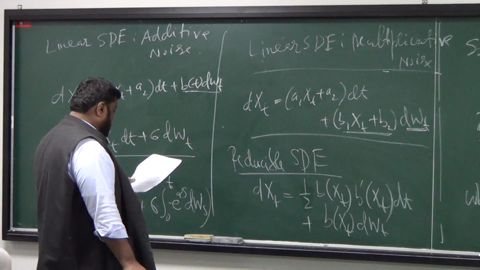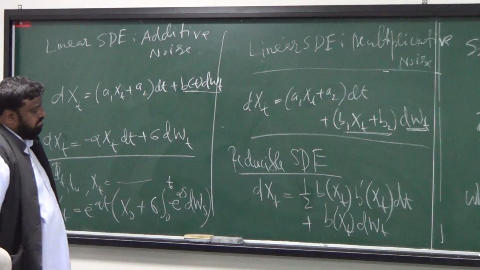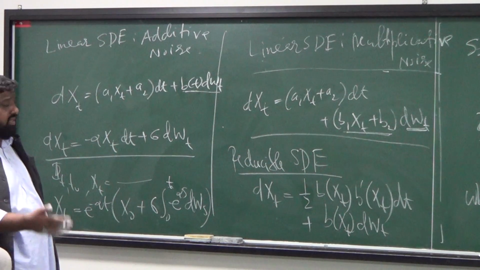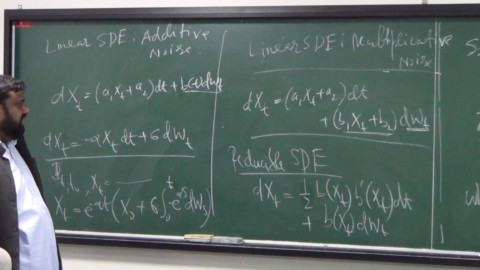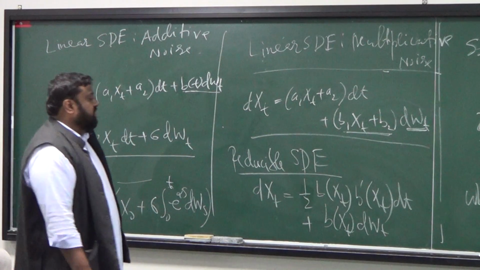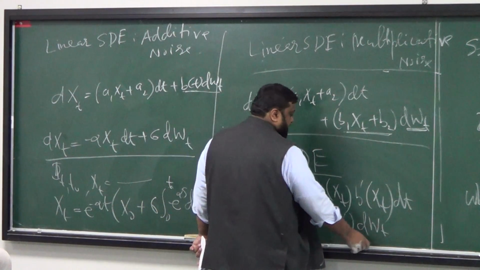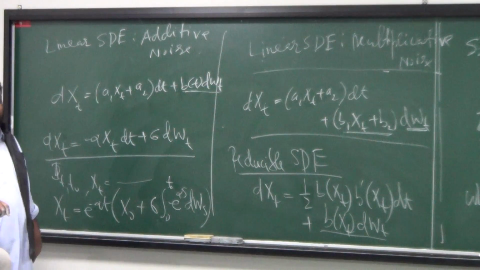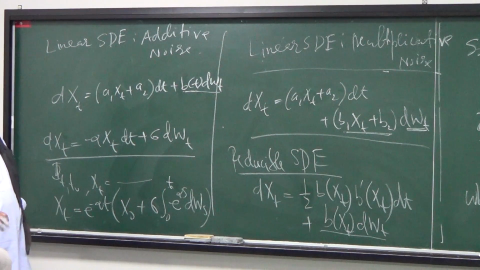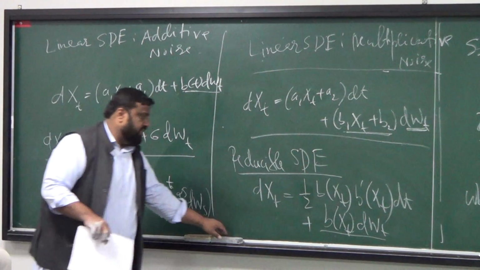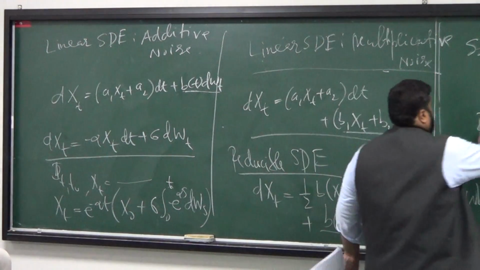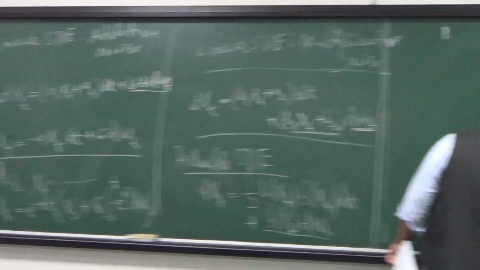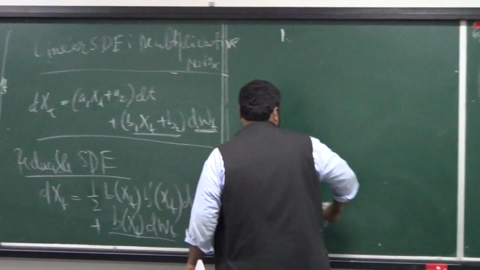And b could be a nonlinear function as well. So therefore this is really a nonlinear SDE. Obviously, since b is a function of x_t, it's an SDE with multiplicative noise. So if you have this kind of SDE, then you have some known solution for this kind of problem.